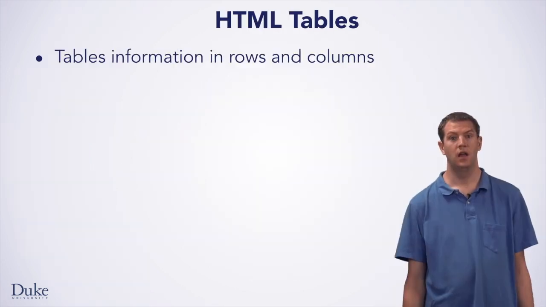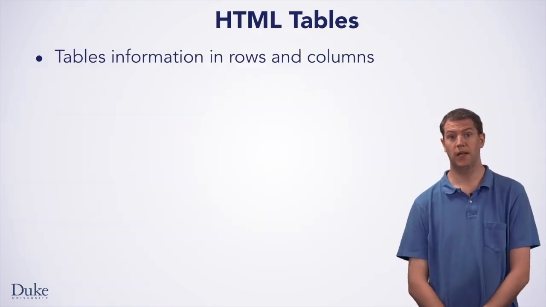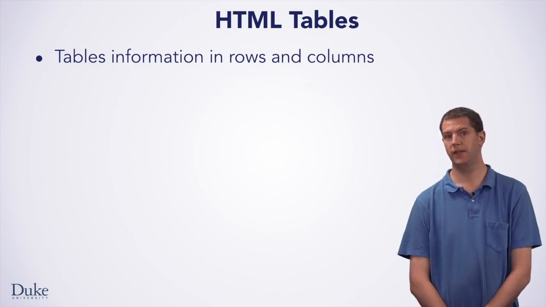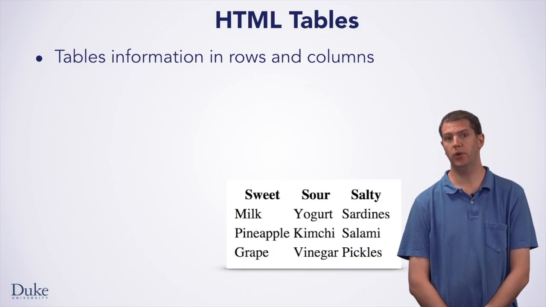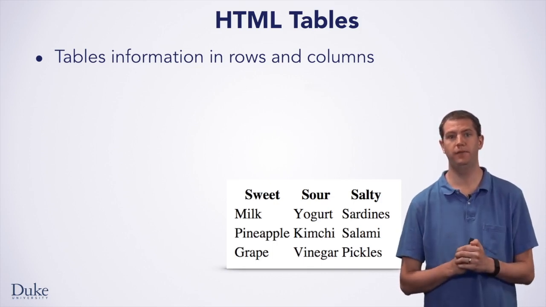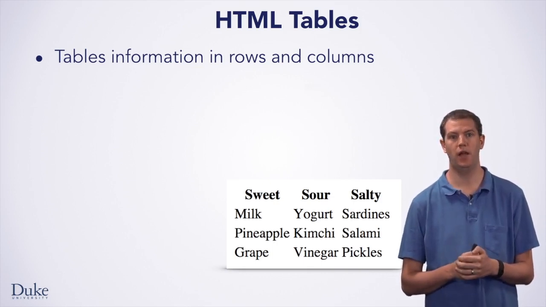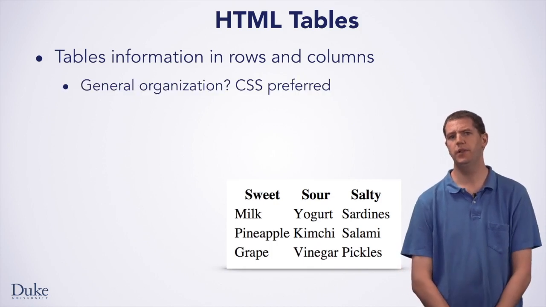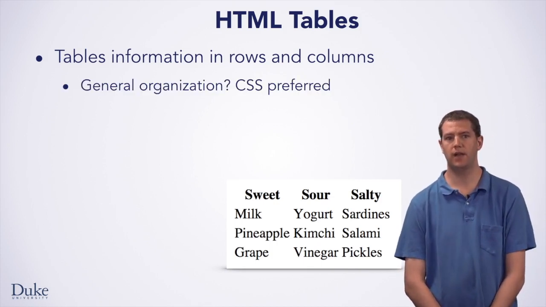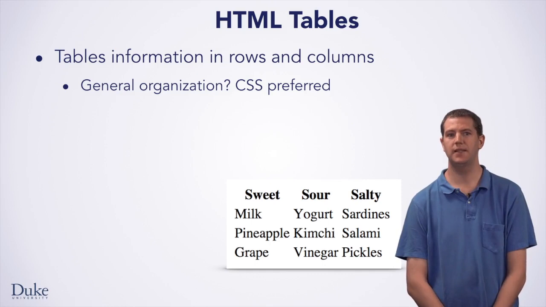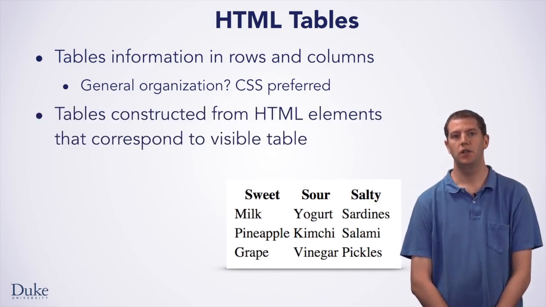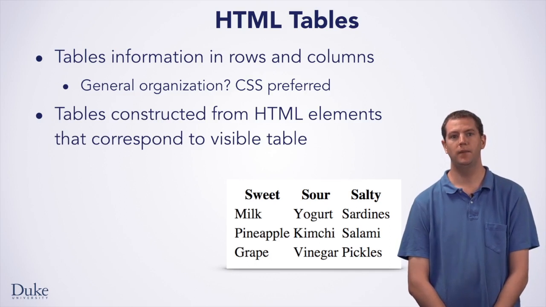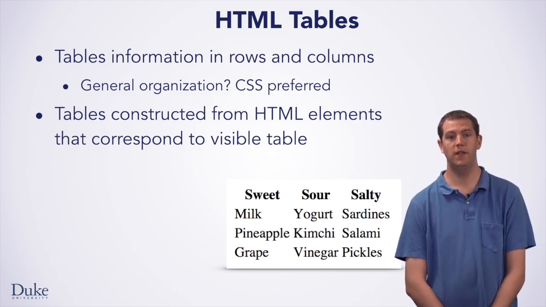Another way you might want to organize information in your HTML is with a table, which lets you arrange things into rows and columns. For example, you might want to display some information about food based on what taste you associate with it. Sometimes people will use tables for more general organization of the contents of the page, but CSS, which we will learn about later, is the preferred way to do that. You make a table with HTML elements that match up with the visual structure of the table.